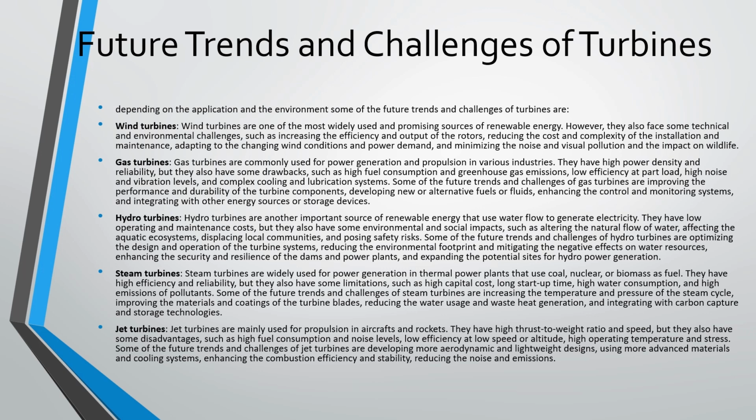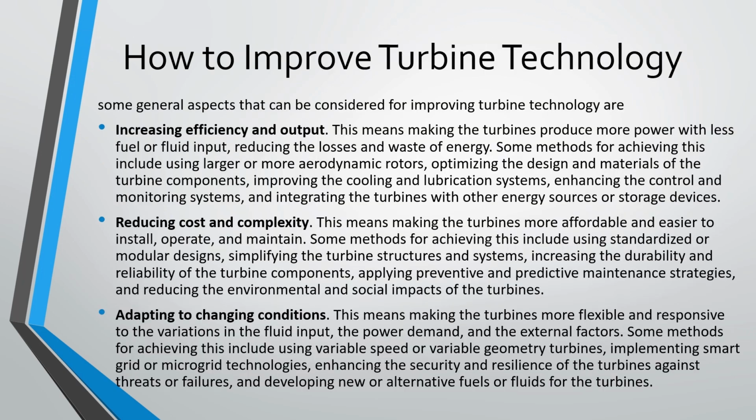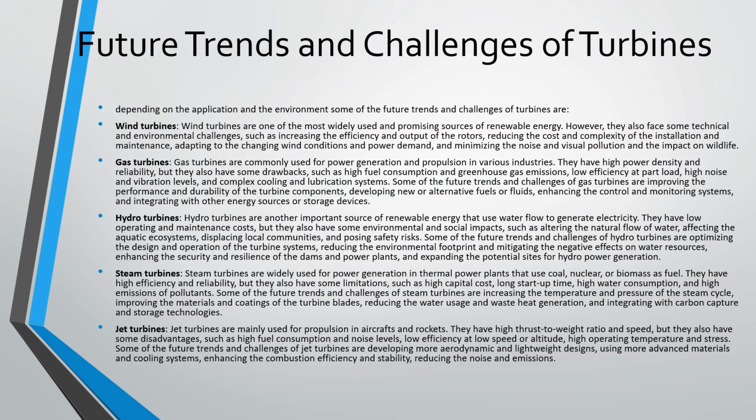Jet turbines. Jet turbines are mainly used for propulsion in aircrafts and rockets. They have high thrust-to-weight ratio and speed, but they also have some disadvantages, such as high fuel consumption and noise levels, low efficiency at low speed or altitude, high operating temperature and stress.